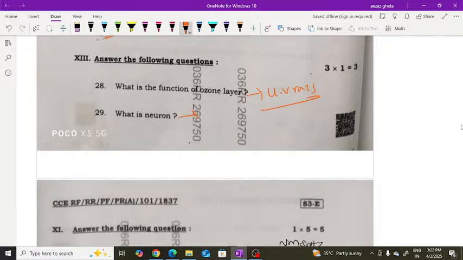What is a neuron? What did you write? Neuron: the structural and functional unit of the nervous system.